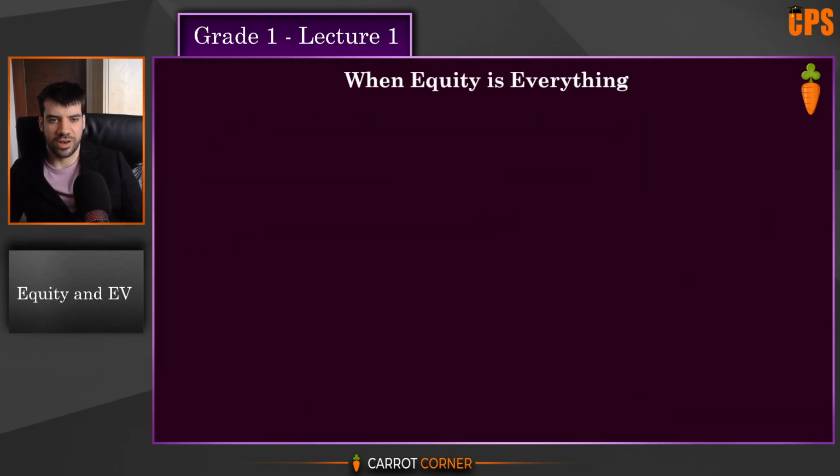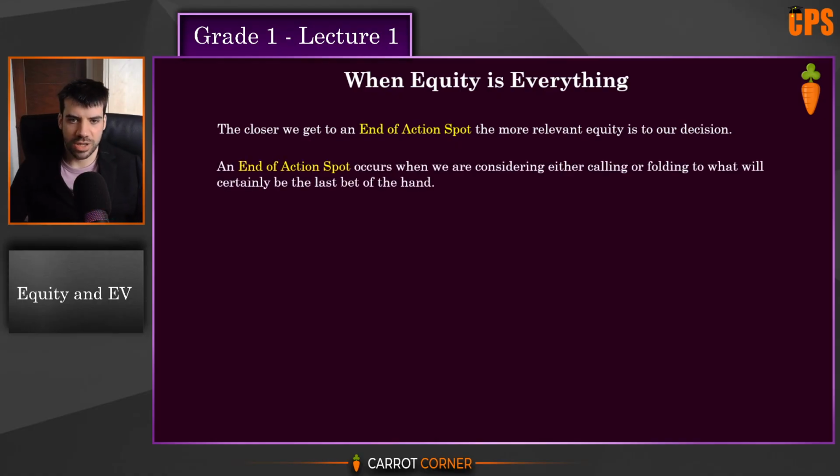So far we've been kind of berating this concept and saying that it's no good, it doesn't describe the game tree accurately enough, it only presides over hypothetical scenarios. But the closer we get to a so-called end of action spot, the more relevant our equity becomes to our decision. Well, what is an end of action spot? An end of action spot occurs when we are considering either calling or folding to what will certainly be the last bet of the hand.